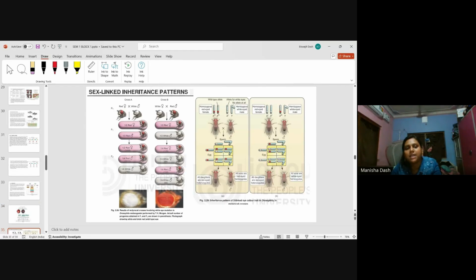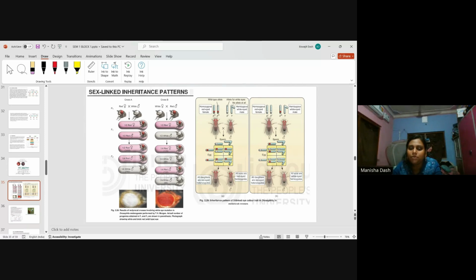Then next we have sex-linked inheritance. So if you have studied the Drosophila experiment that was done by T.H. Morgan, what he observed is that a few characters can actually be transmitted or inherited through linkage to the sex chromosome.